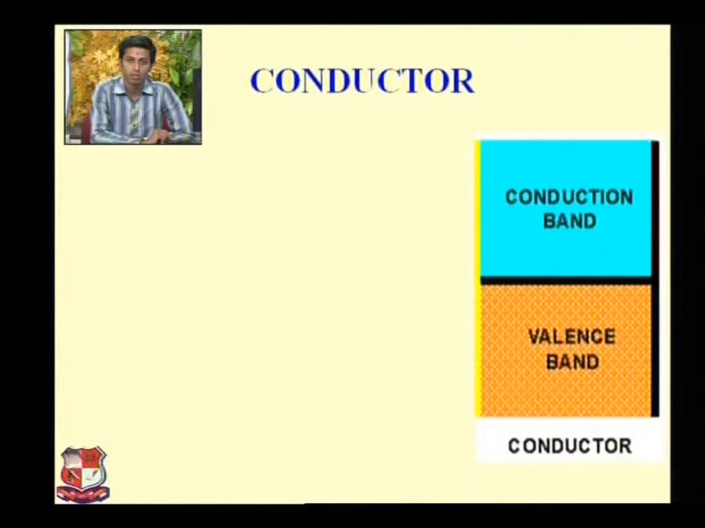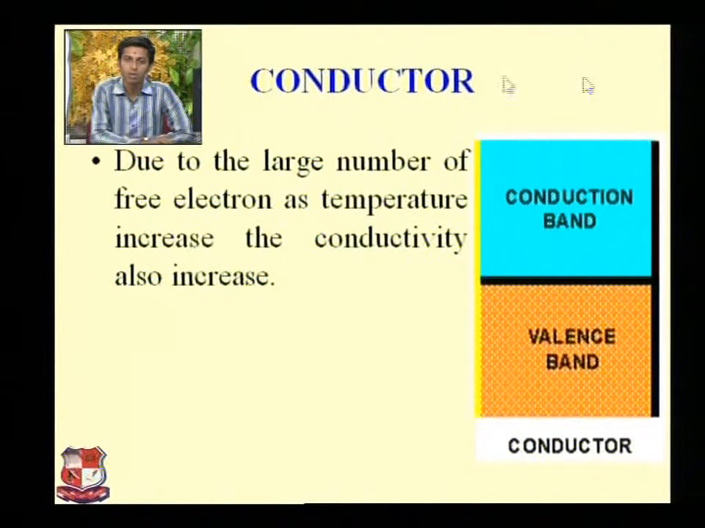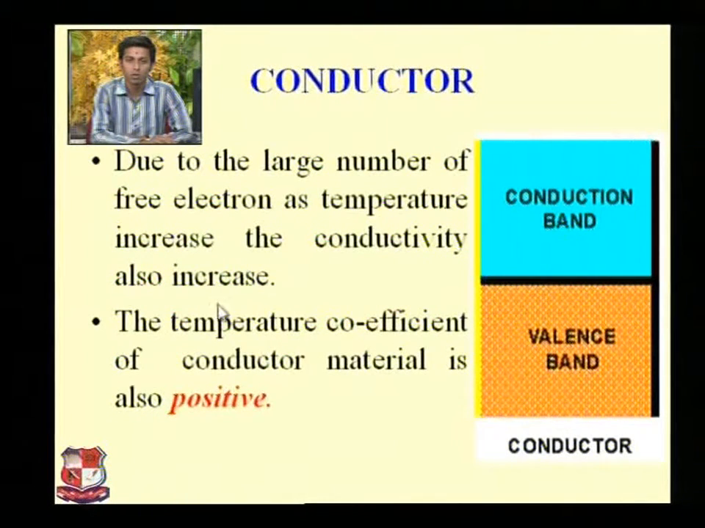And in a conductor, the conduction band and valence band are totally overlapping. So in a conductor, due to the large number of free electrons, as the temperature is increased, the conductivity is also increased, because electrons can easily go from the valence band to the conduction band. There is no barrier, no forbidden gap, so electrons easily pass from the valence band to the conduction band. Hence we can say that the temperature coefficient of conductor material is positive.